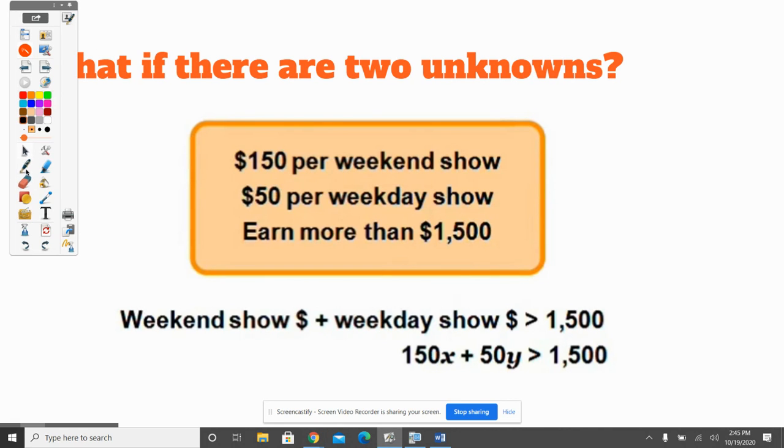So this time they're going to say it's 150 for a weekend show, but only 50 for a weekday show. And they want to earn more than 1,500. So what we're going to do is 150 times x, because that is the weekend show apparently, and you're going to add 50 times y for the weekday show. And they want it to be greater than 1,500 because they want to earn more than 1,500, not at least. They want more than 1,500, so they did a greater than sign this time.